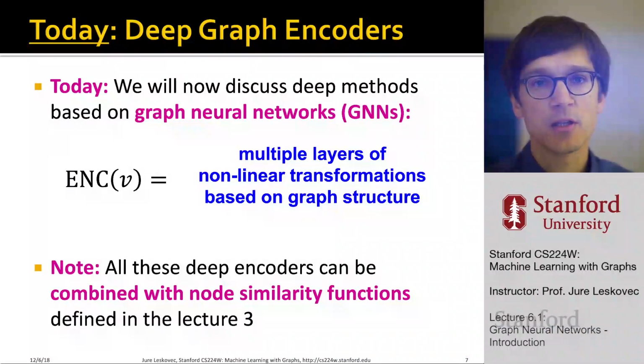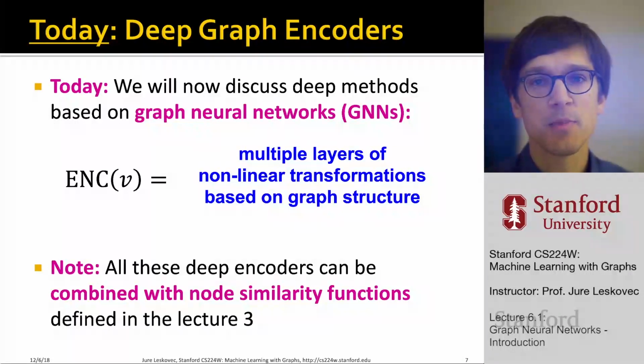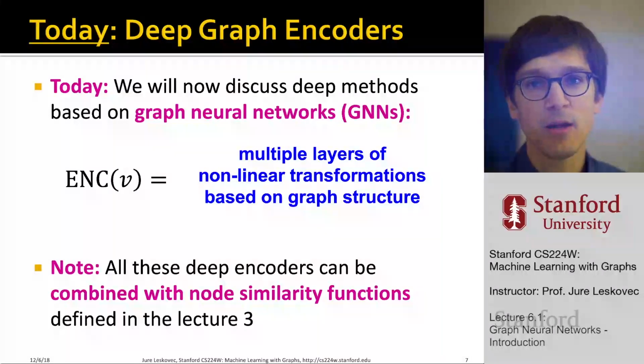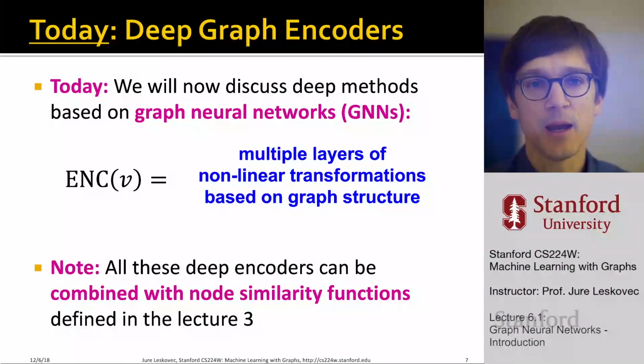So we are going to discuss graph neural networks, which are an example of deep graph encoders, where the idea is that this encoding, or embedding, of a node v is multiple layers of nonlinear transformations based on the graph structure. So basically now we'll really think about deep neural networks and how they transform information through multiple layers of nonlinear transforms to come up with the final embedding.